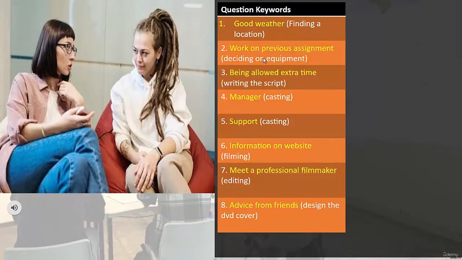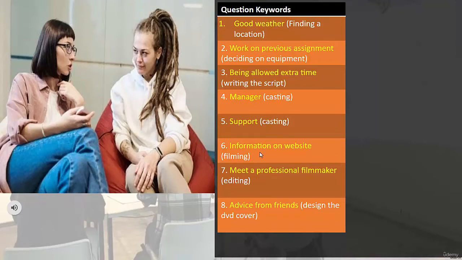Now, this quiz here uses the question design where you have words in a box. So in a box, you have words like good weather, work on previous assignment, manager, manager supports, being allowed extra time. You have all those words and others in the box. And then below that, you'll have like finding location, writing the script, deciding on equipment, casting, filming.